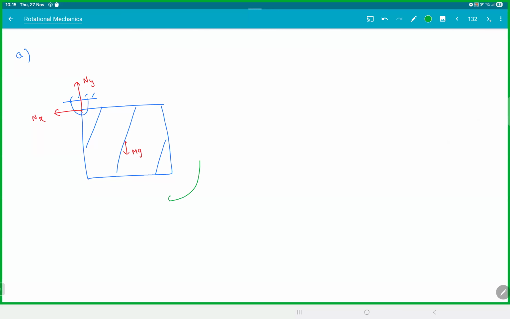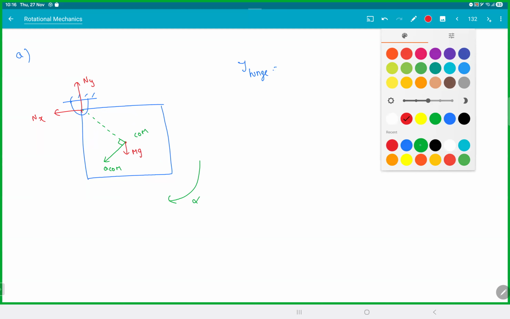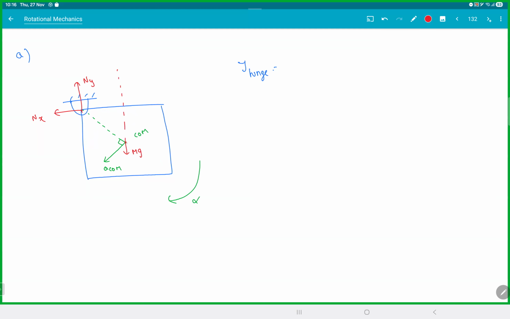This thing will rotate with alpha. So your center of mass will be here. I'll not draw this shading thing. So this will go perpendicular to this, which is A center of mass. So if you find torque about the hinge, only mg is there. So you know how to do that. Extend the line, drop the perpendicular. This will be L by 2, is equal to mg L by 2.